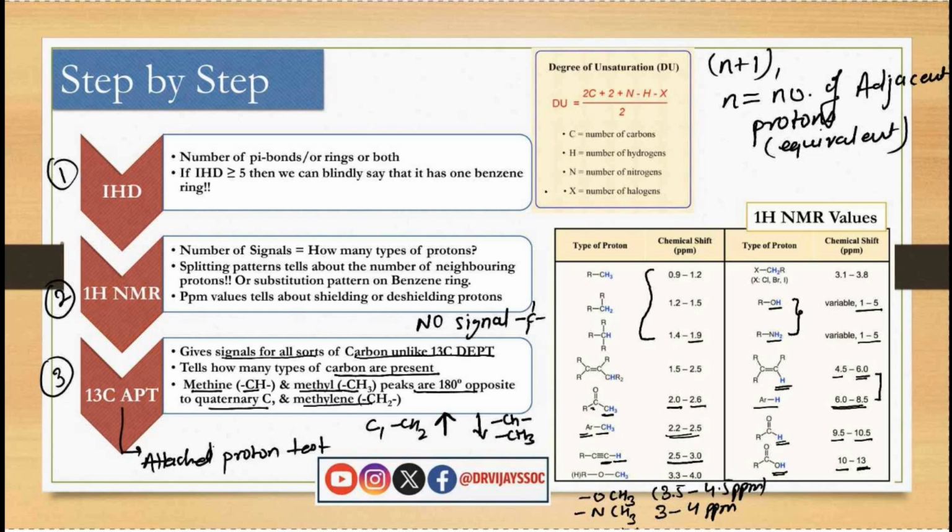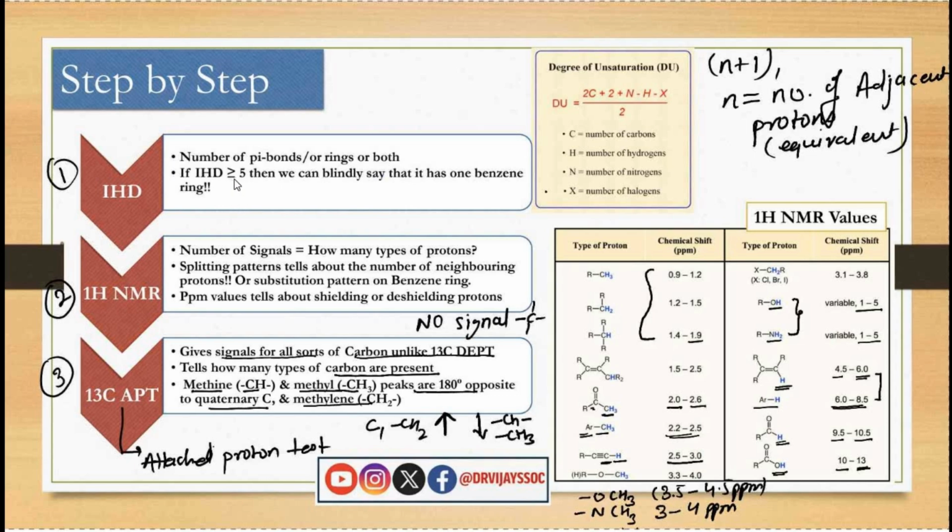The first step is calculating the index of hydrogen deficiency, which is also known as degree of unsaturation, and this is the formula: 2 multiplied by the number of carbon atoms plus 2 plus the number of nitrogen atoms minus the number of hydrogen atoms minus the number of halogen atoms, divided by 2. The value gives the number of pi bonds or rings, or it could be both.